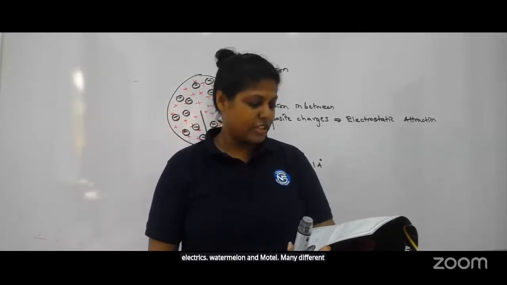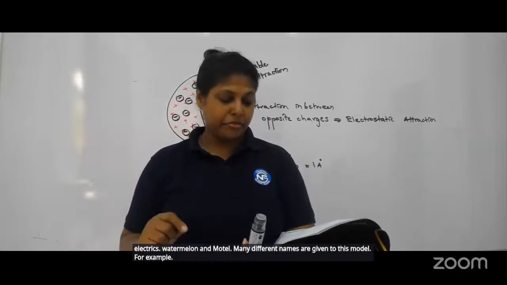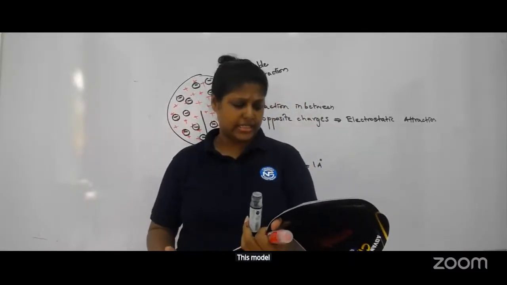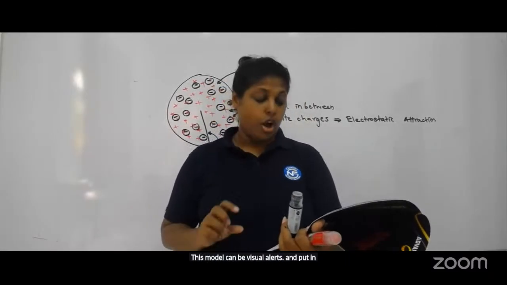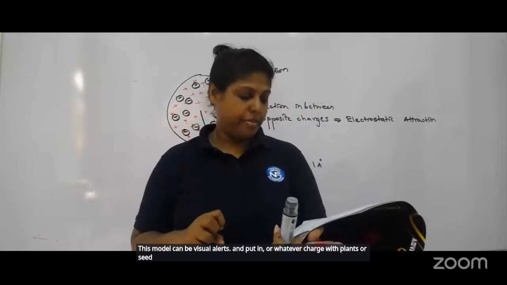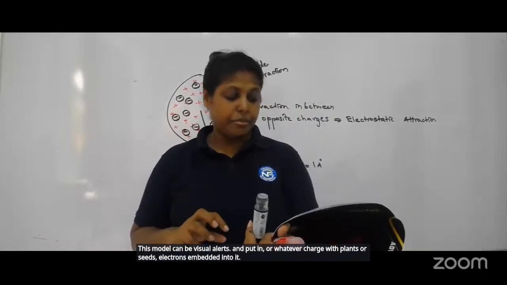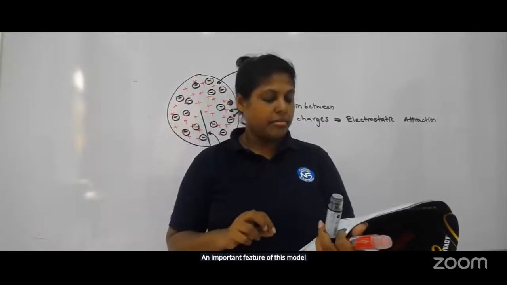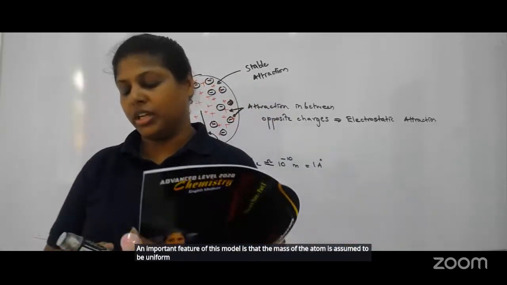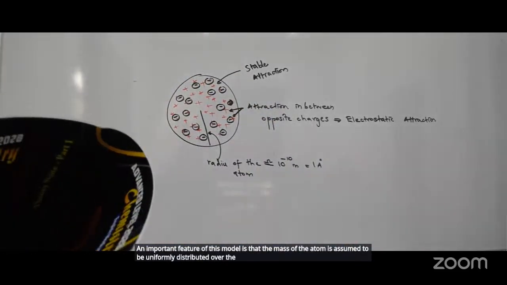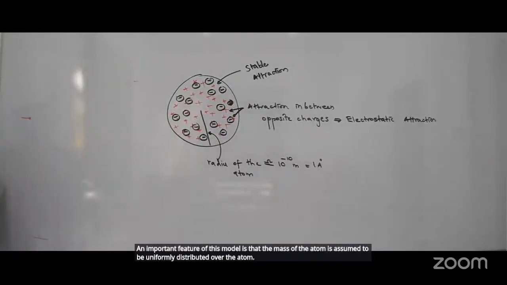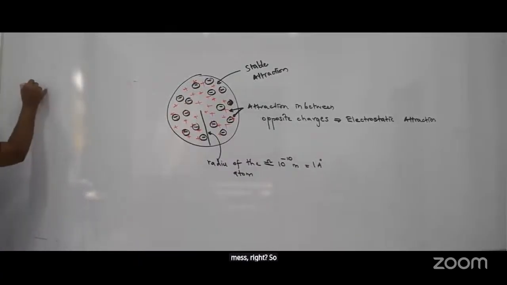Many different names are given to this model. For example, plum pudding, raisin pudding, and watermelon. This model can be visualized as a pudding or watermelon of positive charge with plums or seeds, electrons, embedded into it. An important feature of this model is that the mass of the atom is assumed to be uniformly distributed over the atom. Right? So important point.